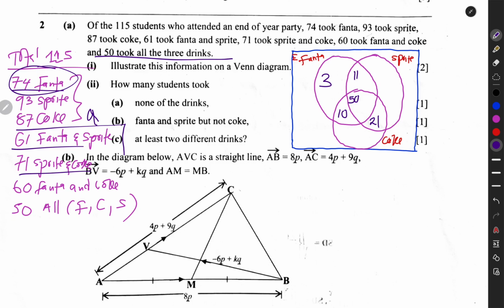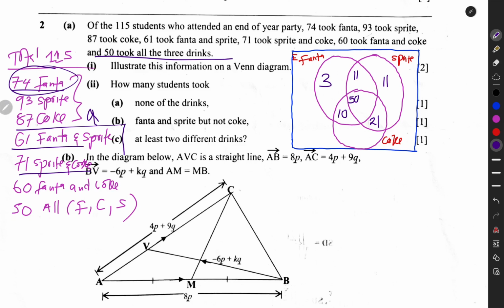Then we go for Sprite. Sprite, the total is 93. So what we have already? We have 21 plus 50 plus 11. Okay, so 50 plus 21 is 71. 71 plus 11, that is 82. Then if you subtract, 93 minus 82, that should give you 11. So the remaining part is 11.